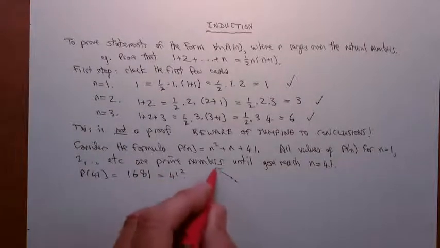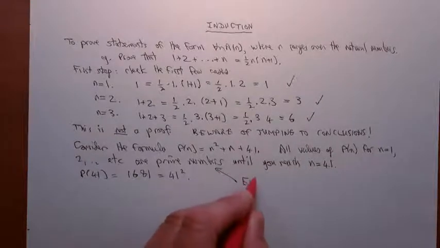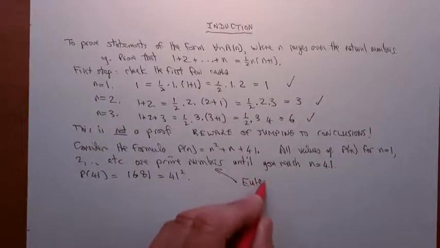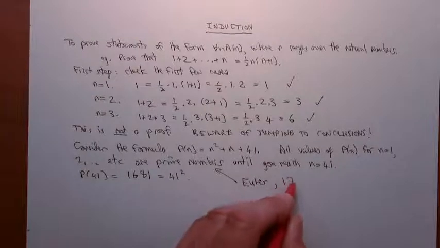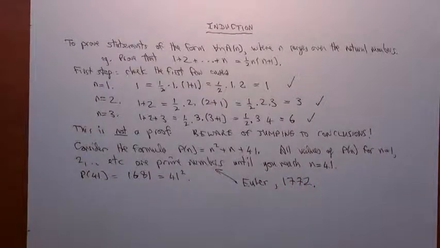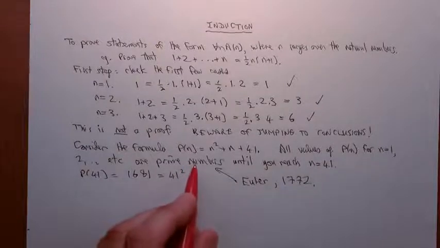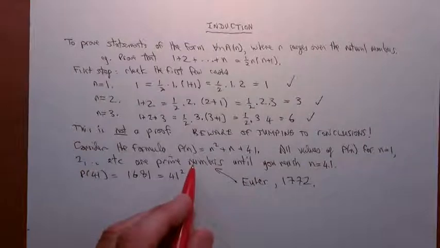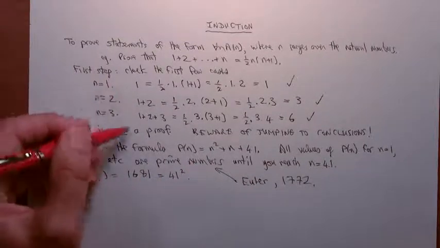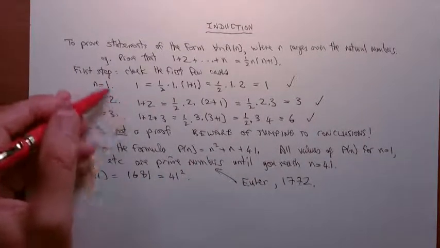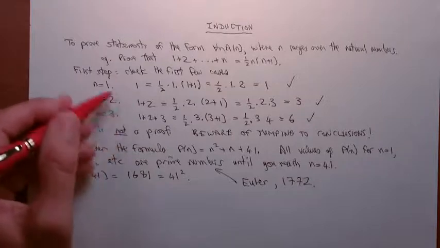This example, by the way, is due to the famous Swiss mathematician Leonhard Euler in 1772. And it's a cautionary tale telling us not to jump to conclusions based on numerical evidence. Nevertheless, it's always a good idea, or it's often a good idea, to begin looking at a problem by working out a few cases.